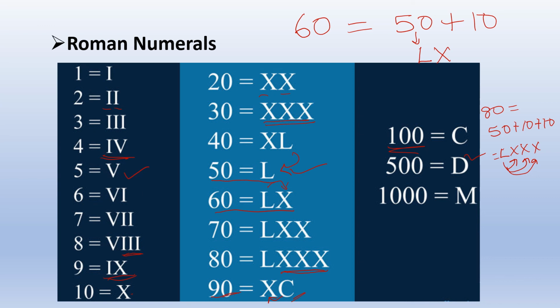If a symbol of smaller value is written to the right of a symbol of greater value, its value gets added to the value of the greater symbol. As I said, 6. If you look into 6, it is 5 plus 1. That means this is 5 and this is 1. So it denotes 6. Same like that for 7, 5 plus 1 plus 1, which denotes 7.